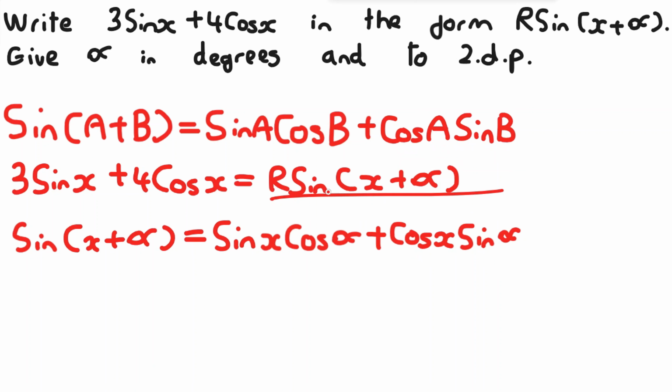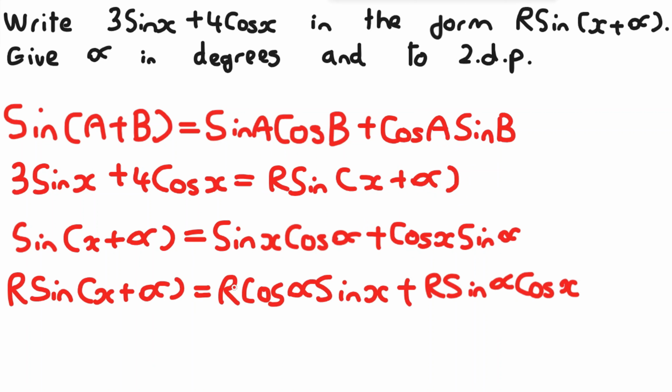And you can see that in this form here we have this r in front of it, and all that this will do is add r in front of both of the terms here. You can also see here that I've written the cos alpha before the sin x and the sin alpha before the cos x, as opposed to up here. You'll see in a sec why it's useful to write it in this order.